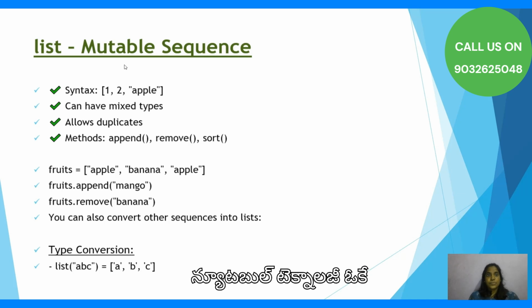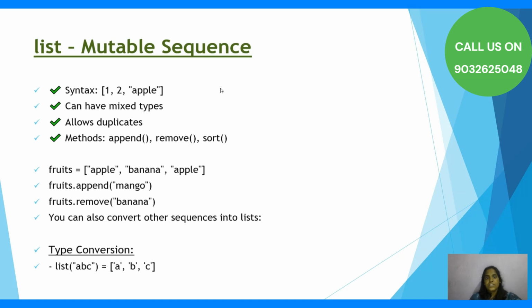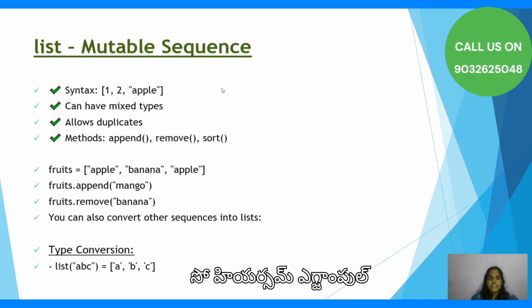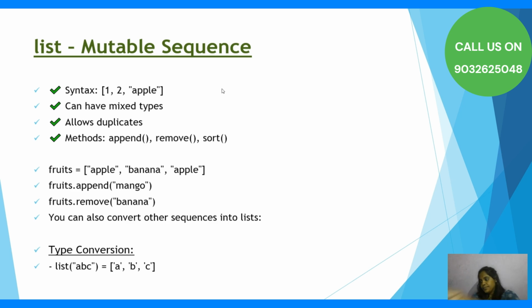List, a mutable sequence. A list is an ordered collection that you can change. It can contain numbers, strings, or both, even duplicates. Here are some examples. Fruits equal to apple, banana, apple. Why? Because it is a duplicate value, because a list allows duplication. So these are the values I'm assigning to fruits.